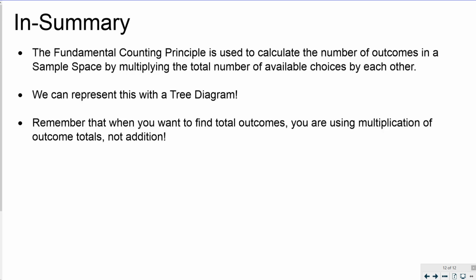That's way too much. Remember that when you want to find your total outcomes, you're using multiplication of outcome totals, not addition. So the biggest takeaway here is that if you have 2 die rolls, there are 36 outcomes, not 12.